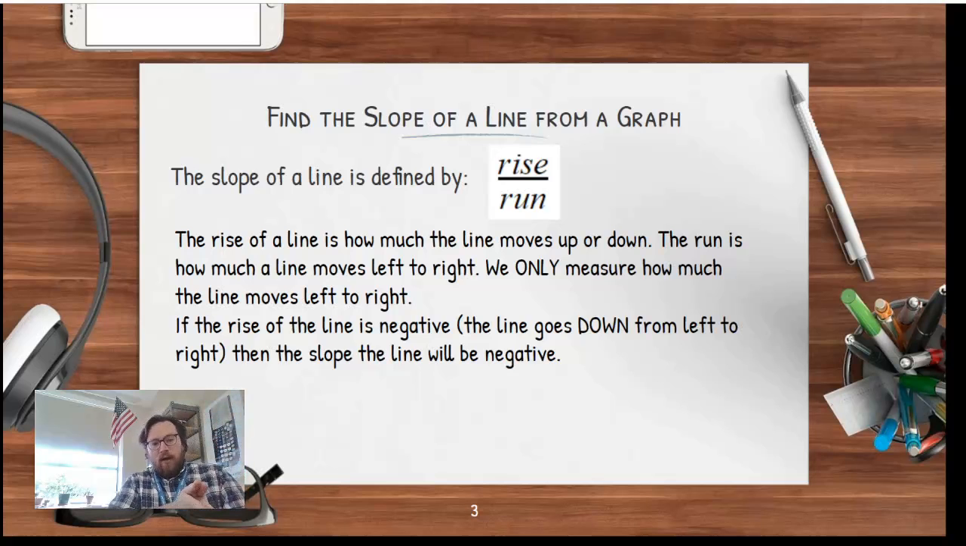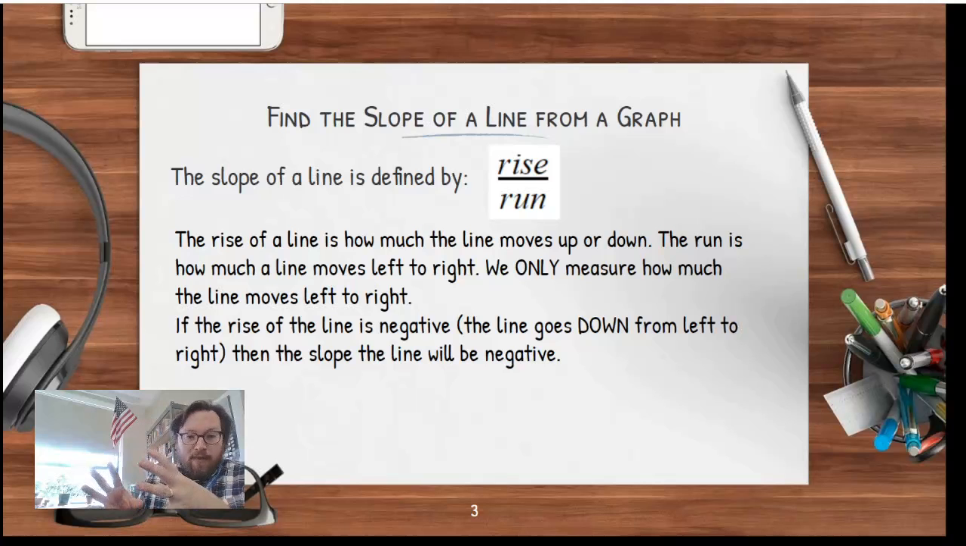If the line's going up, the slope is going to be positive and the rise is going to be positive. If the line's going down from left to right, the rise is going to be negative and then the slope is going to be negative. And for run, we only measure it from left to right. So when you're trying to find the slope of a line, you always have to start with a point that's on the left.